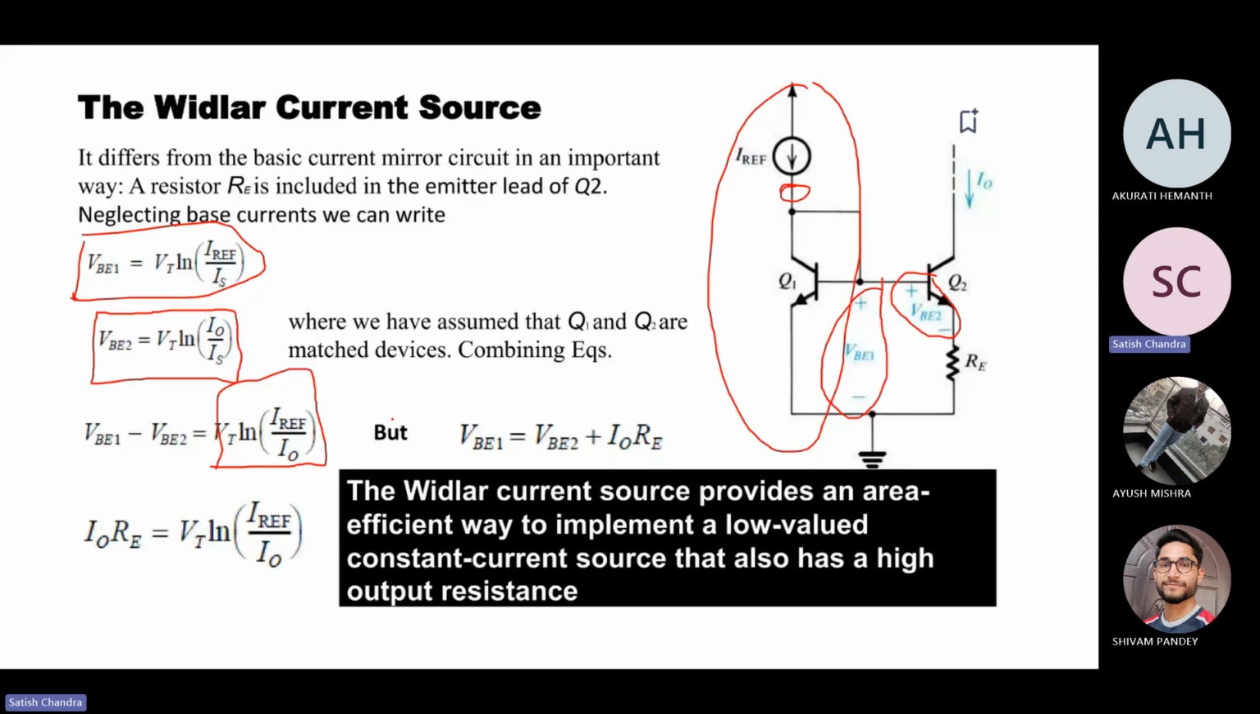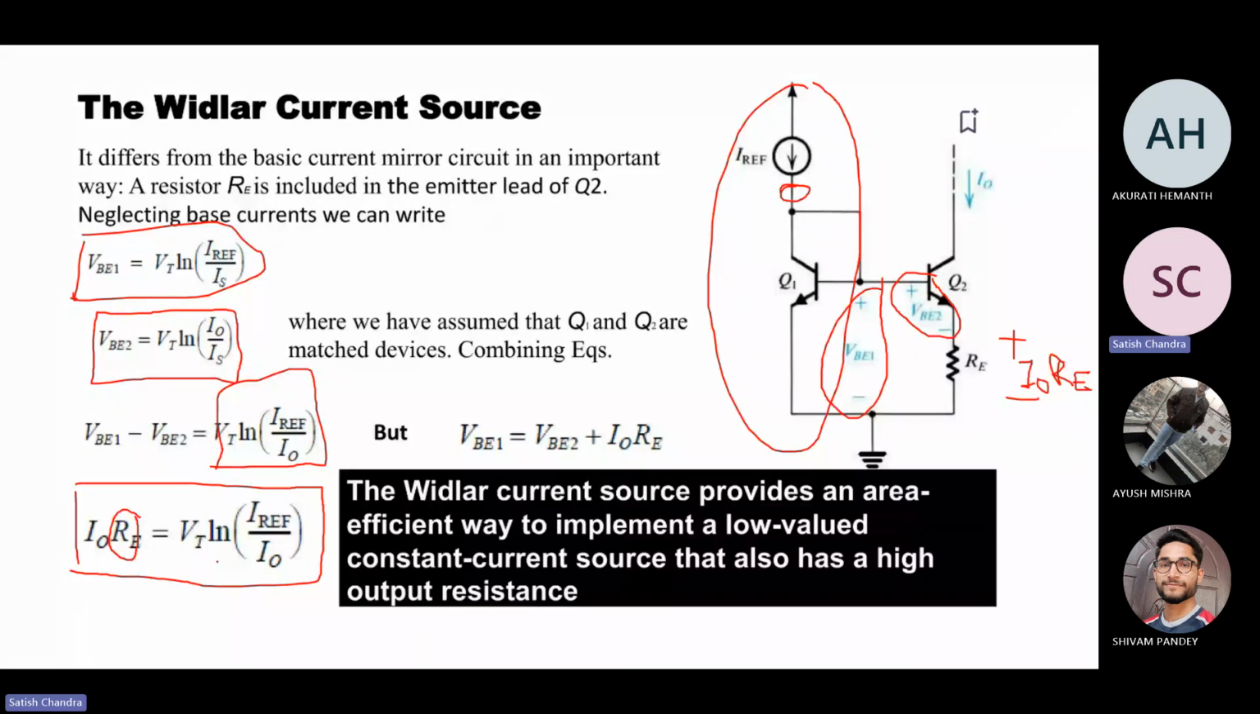But we also note that VBE1 is equal to VBE2 plus I0 RE, which is nothing but the voltage drop across this one, I0 RE. So if you compare, I0 RE equals VT ln(IREF/I0). This is the basic concept where this RE comes into the picture of the current transfer.